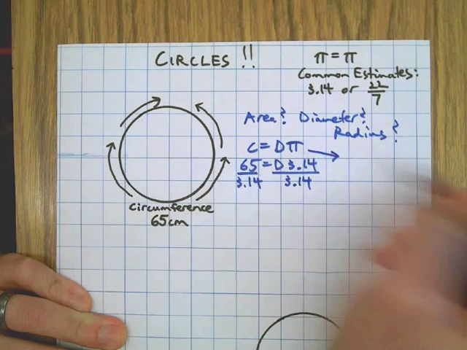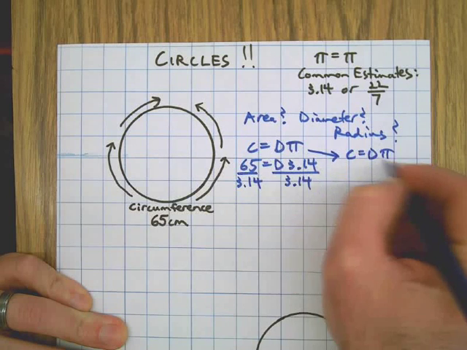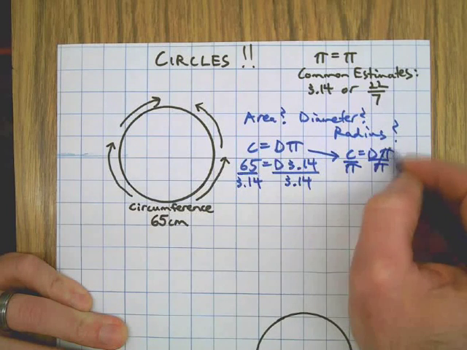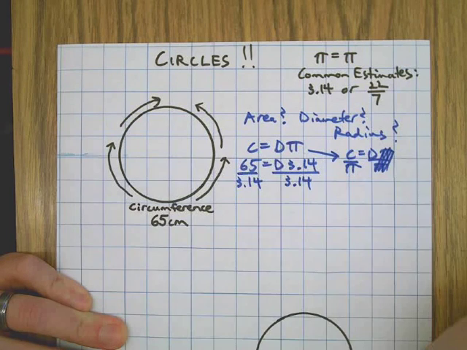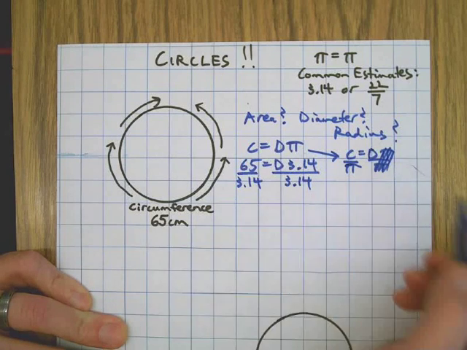I could also just create a formula for diameter by doing this. I divide both sides by pi. Then those go away, right? And there's a brand new formula for me. Better than memorizing it is actually knowing how these things relate to each other and knowing your algebra.